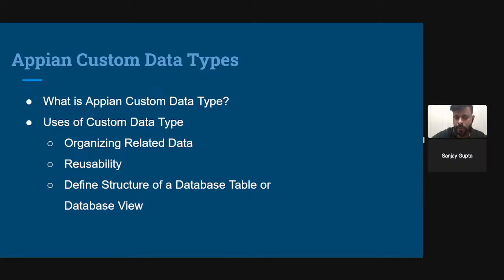So for the employee table, if you want to create a CDT, we will create it and add these employee related table fields that we are using in the database table. Similarly for a database view also, because a database view is also a virtual table, right? So for a database view also, we create a CDT to define the structure of that database view. These are the main three purposes to create a custom data type.